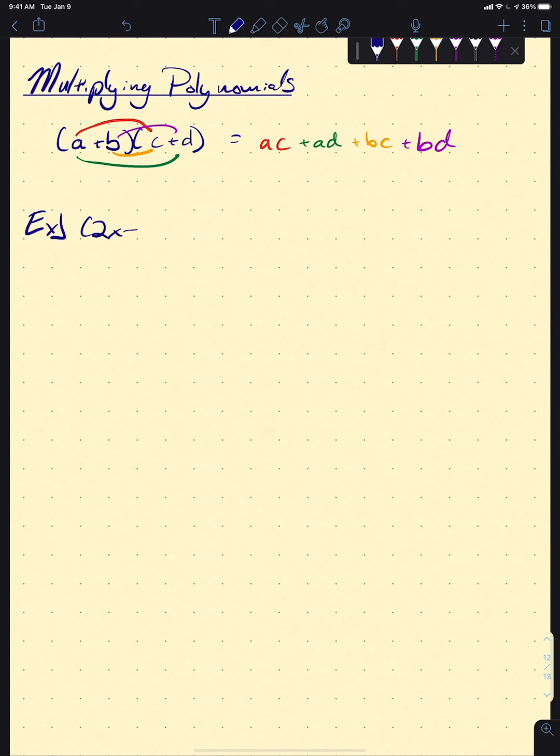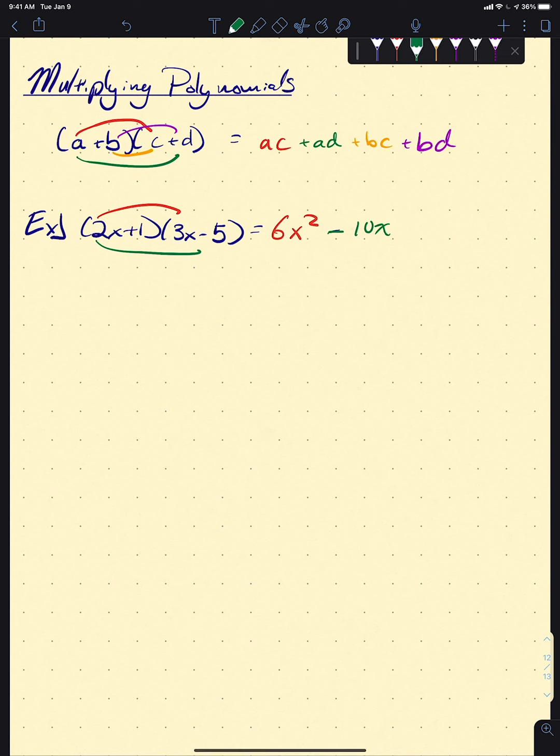Let's say, 2x plus 1 times 3x minus 5. When we do our first term, it looks like we get 6x squared. Our outer term gives us minus 10x. Our inner term gives us plus 3x. And our last term gives us minus 5. When we simplify this, that should leave us with 6x squared minus 7x minus 5.